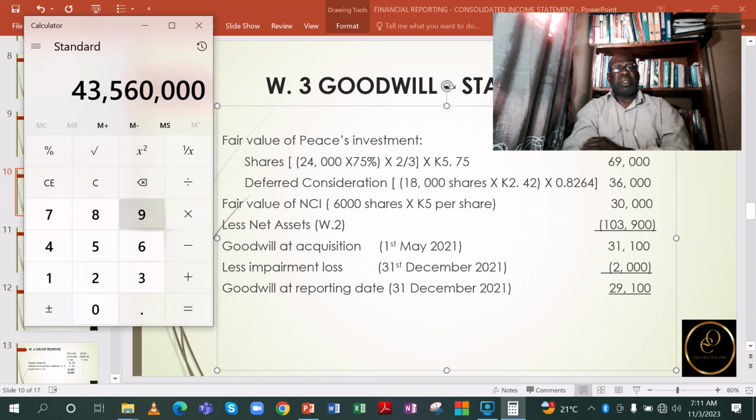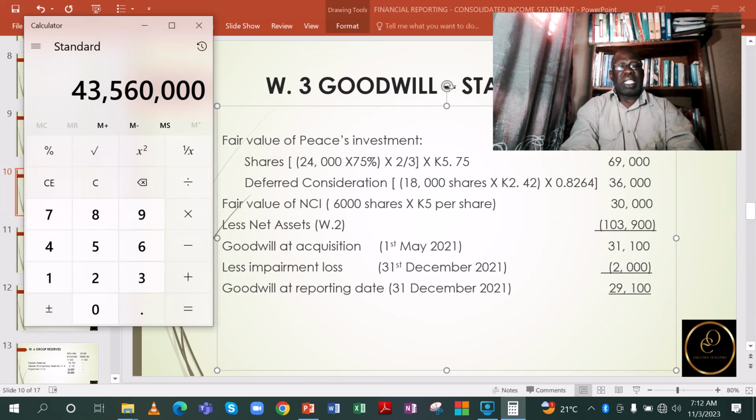Now, because this is a future cash flow, what is the value now, meaning on 1st May 2021, of the amount which is going to be paid in 2 years' time? So we need to discount it.